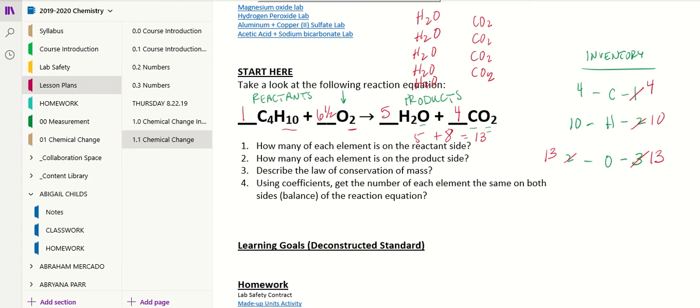You double everything. So if I double everything, 2 times 1 is 2. 6.5 times 2 is 13. 5 times 2, 10. 4 times 2, 8. There is my whole number ratio between all of my compounds. 2, 13, 10, 8.